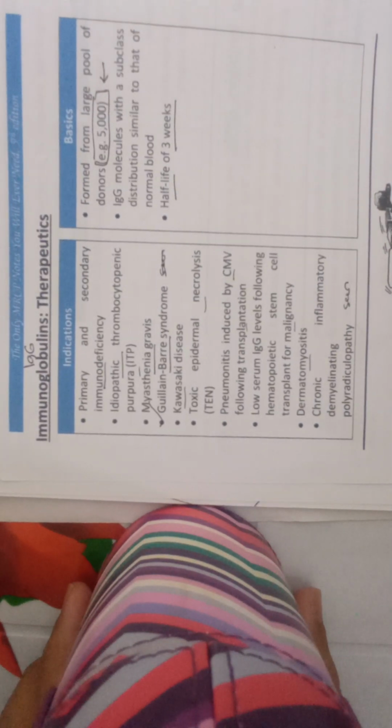Okay, moving on, we are almost close to the end of pharmacology. Not the end, but very close. Immunoglobulin therapeutics. So IgG, that's what we call it. Indications are what? Primary and secondary immunodeficiency, ITP, myasthenia gravis, GBS. This is where we see it more often. Kawasaki disease, toxic epidermal necrolysis, pneumonitis induced by CMV following transplantation, low serum IgG levels following hematopoietic stem cell transplant for malignancy, dermatomyositis, chronic inflammatory demyelinating polyradiculoneuropathy, CIDP, all these.